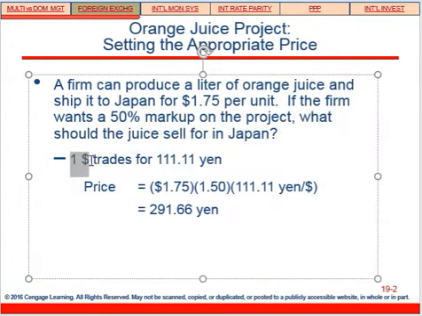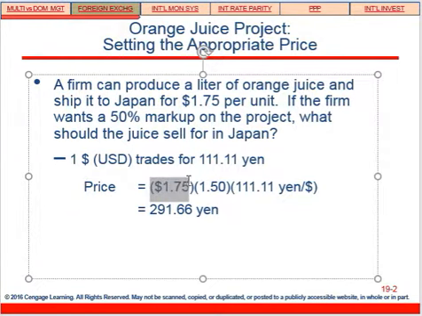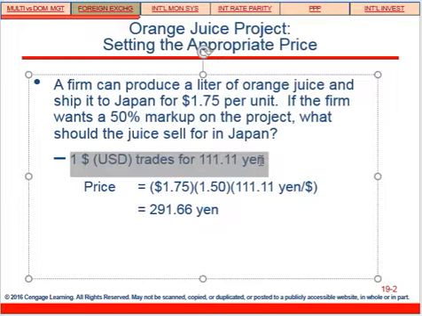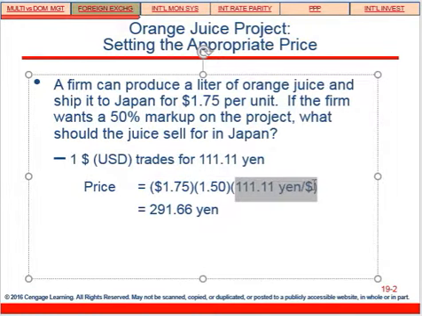And $1, one US dollar, let me write that this way, USD stands for US dollar, trades for 111.11 yens. So in this example, our cost is 1.75. We are doing 50% markup, so we are increasing it by 50%. This is the dollar we are going to charge. And in the market, we can buy or sell US dollars for 111.11. So we multiply it by the yen per dollar exchange rate, and we find the Japanese yen amount.